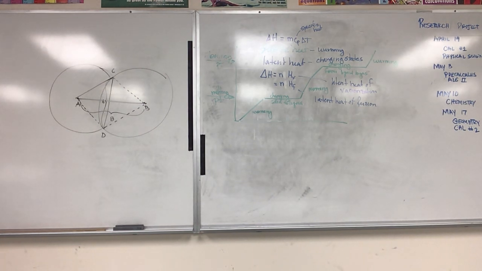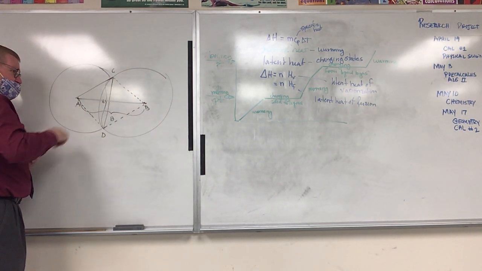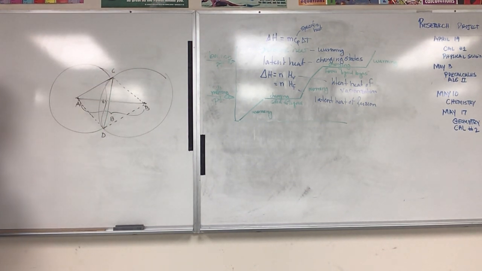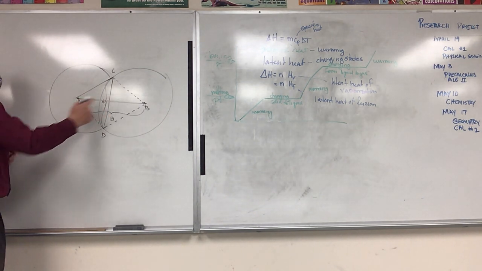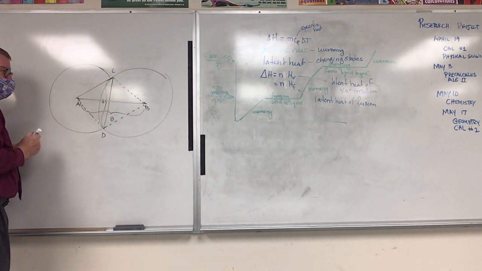Alright, so they do bisect each other. Because if we look at this, central angle, correct? The same chord, correct? So these two central angles are congruent. We could prove that these triangles are congruent to show that these pieces are congruent, so they're bisected. So therefore, I can say that this line here and this line is perpendicular.